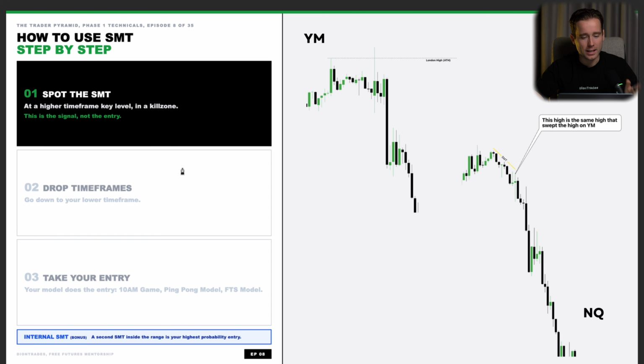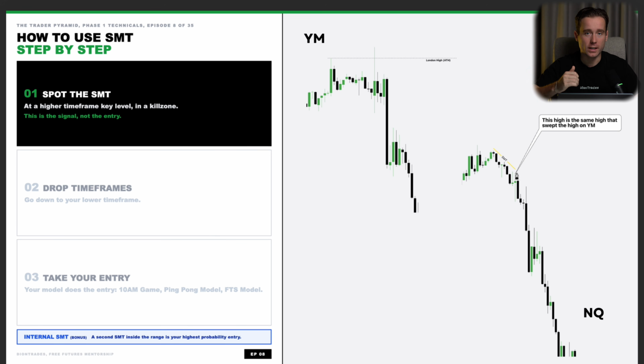So how do you trade this step by step? One is to spot the SMT at a higher time frame key level in a kill zone. In previous parts of this mentorship, we already talked about key levels, about liquidity, and about kill zones. And here you should find your SMT. So in this case, we have a London high that's being swept here. So there's a higher high created at a key level, London high and all-time high. And at the same level, there's an SMT. NASDAQ makes a lower high.